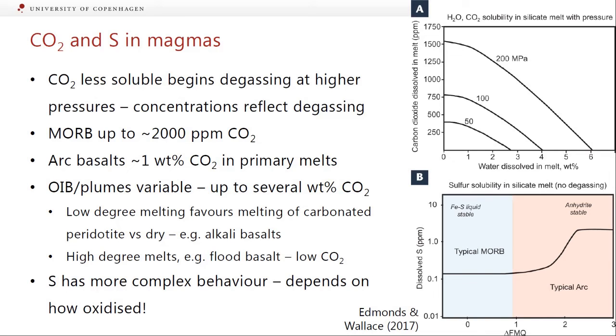Sulfur, we're not going to go into, not because it's not important, but just because it's more complicated. The reason it's more complicated is it's dependent on how oxidized the magma is. So we said before that arcs are more oxidized. And in an arc setting, sulfur is actually stable as anhydrite, which is the sulfate ion, SO4 2-, in the magma. But in a more reduced setting, it's stable as a sulfide, like a dissolved form of pyrite.